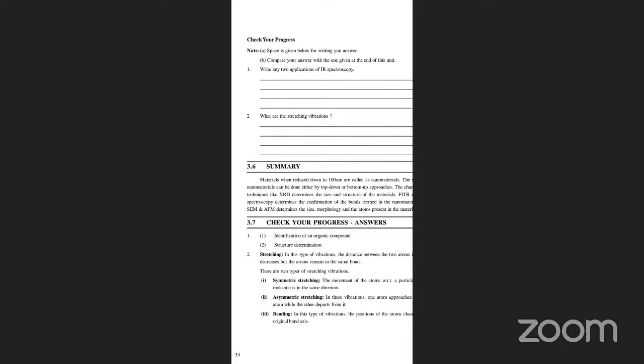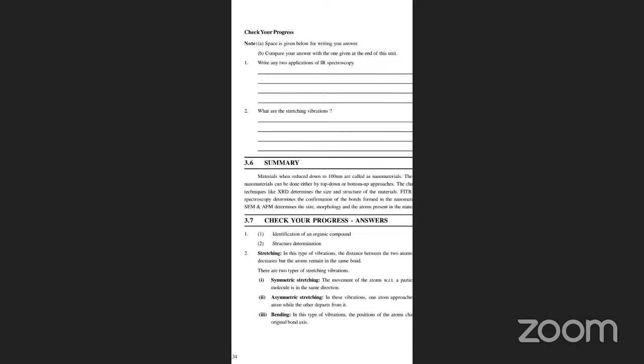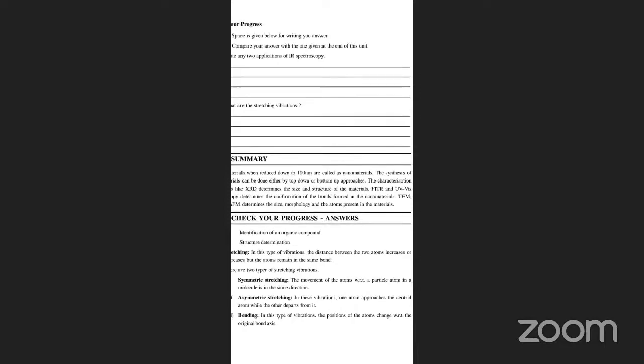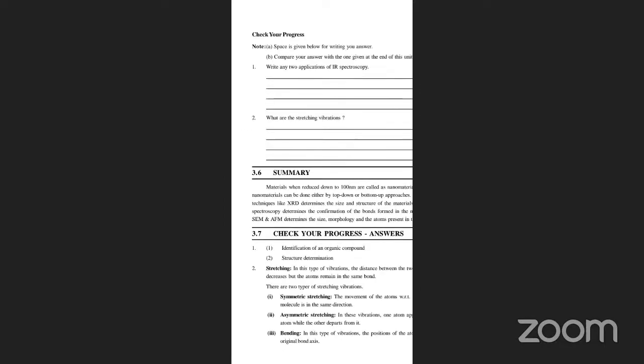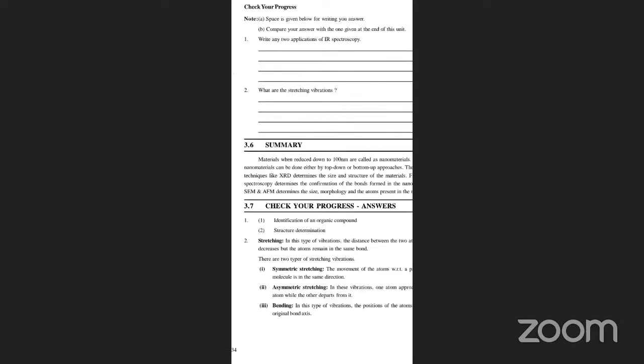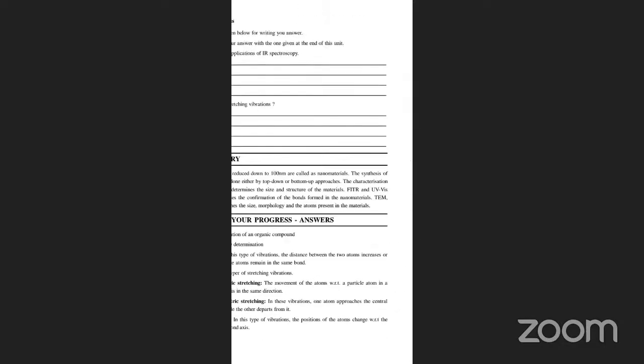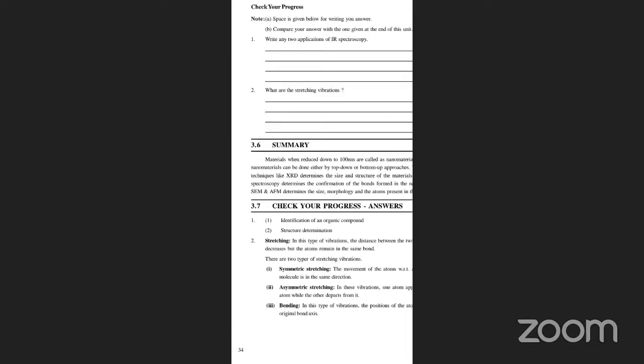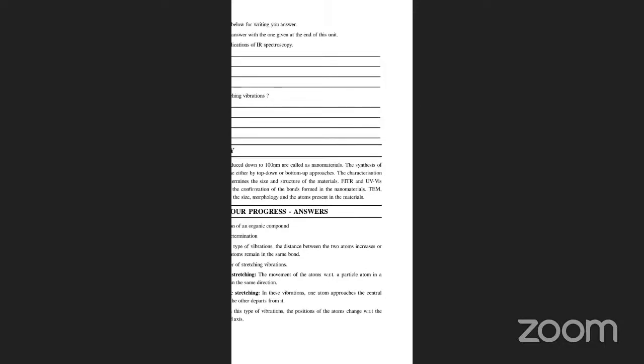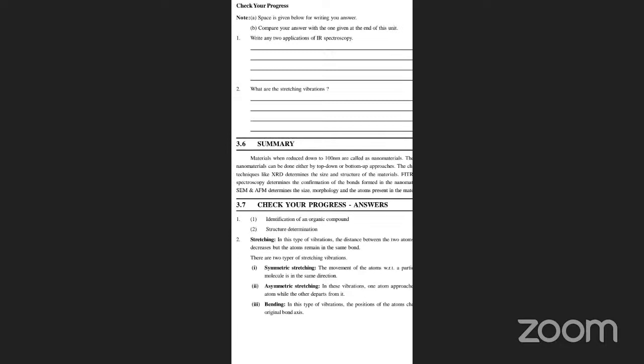Materials when reduced down to 100 nanometers are called nanomaterials. The synthesis of nanomaterials can be done by either top-down or bottom-up approaches. Characterization techniques like XRD determine the size and structure of the materials. FTIR and UV spectroscopy determine the conformation of the bonds formed in the nanomaterials. STEM, SEM, or AFM determine the size, morphology, and the atoms present in the nanomaterials.